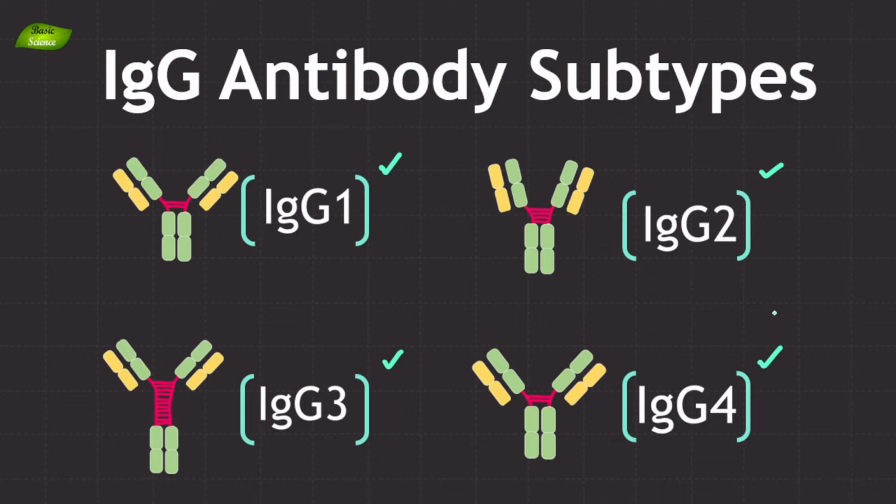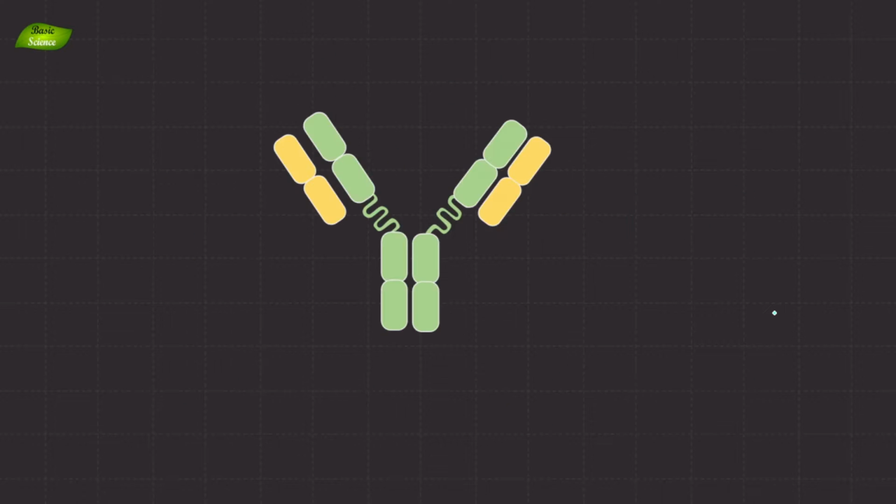There are subtle structural differences that you are seeing, especially in the molecular weight and the disulfide bonding in all these antibodies, and we'll also discuss that in detail. So we'll start with the antibody structure first.